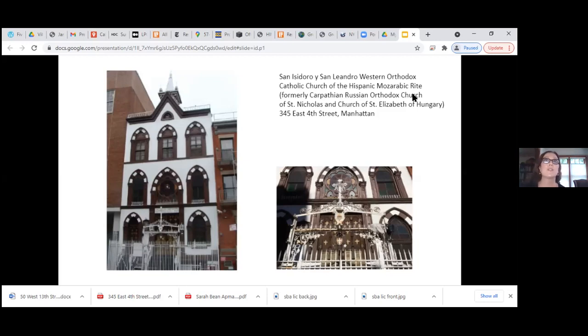Originally, this structure was built for the Church of St. Elizabeth of Hungary, catering to the surrounding Slavic and Hungarian immigrant community of the late 19th century and early 20th century.